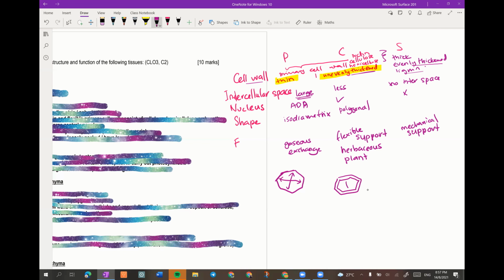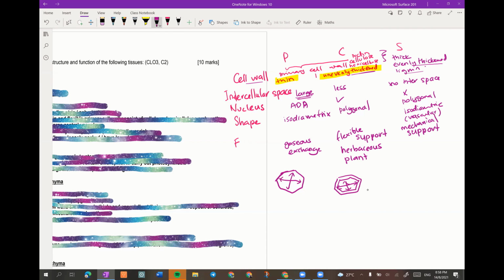Whereby, ini dengan ini tak sama. While untuk yang sclerenchyma, it can become polygonal and some of it adalah isodiametric. Ini especially untuk yang bila dia dah more to vascular tissue. Okay. So that being said, kita tengok function pula.